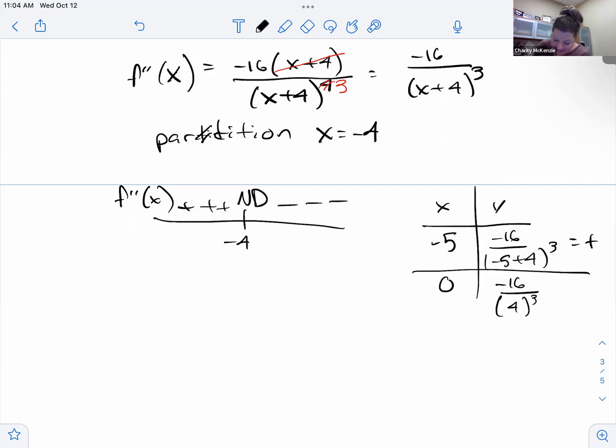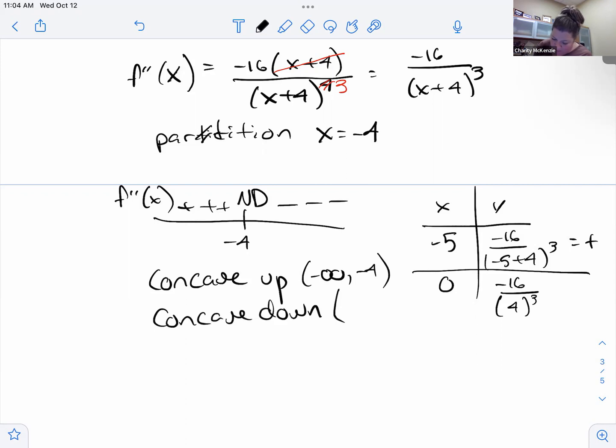So we are concave up from -infinity to -4. And then we're concave down from -4 to infinity.